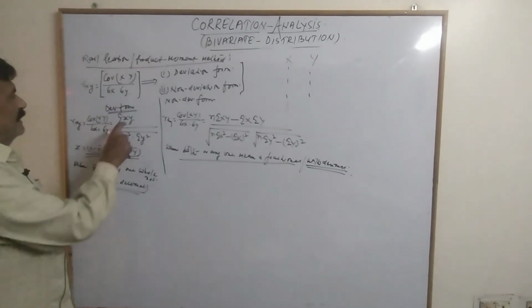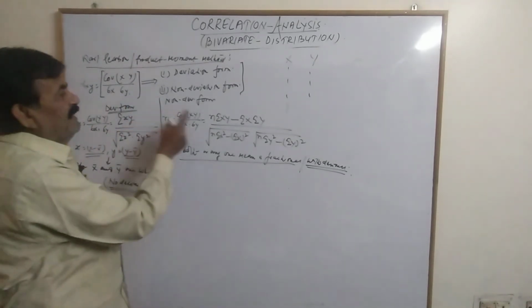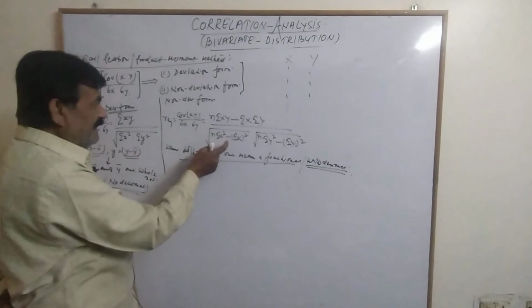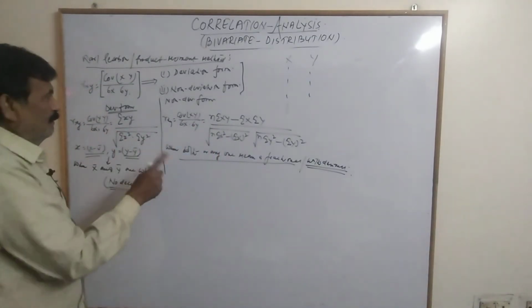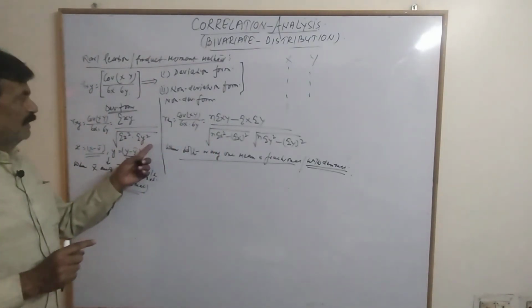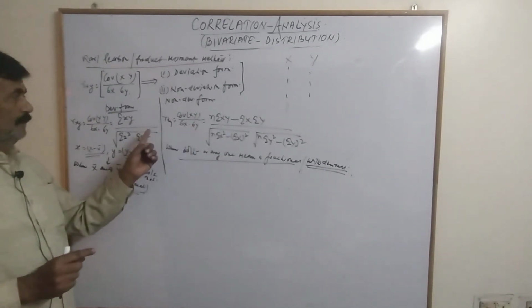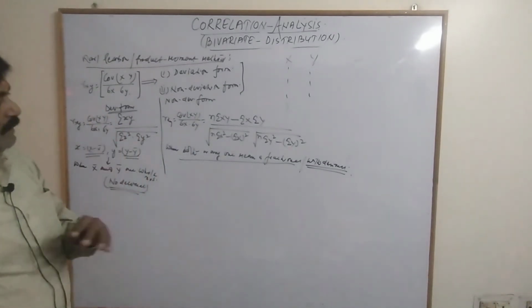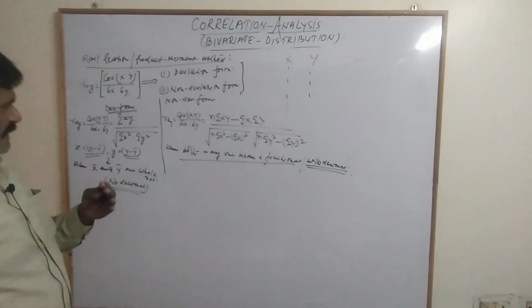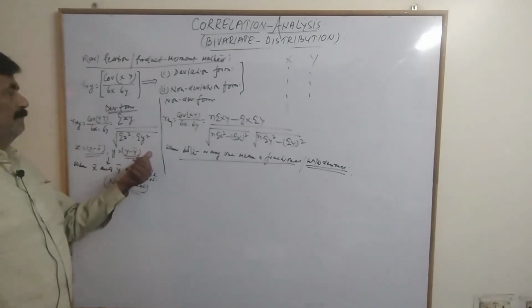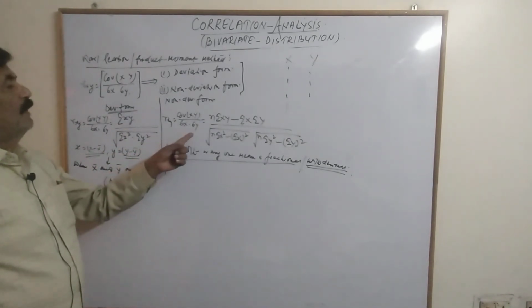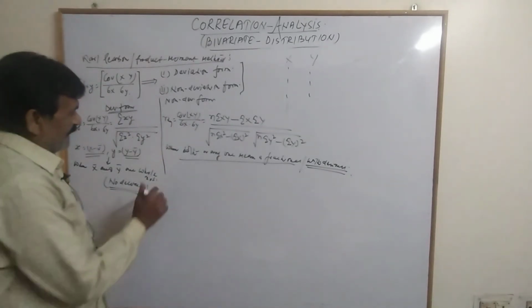Mathematically, it could be shown that when this is expanded, we get this form, or when this is solved, we just get this form. So mathematically, there is absolutely no difference between these two formulas. But depending upon the nature of the data and the type of the sum, I pick up either the deviation form or non-deviation form of the Karl-Pearson.